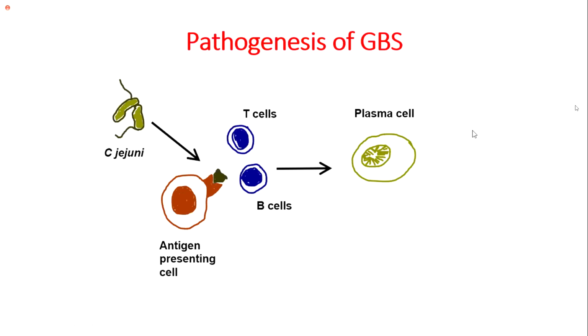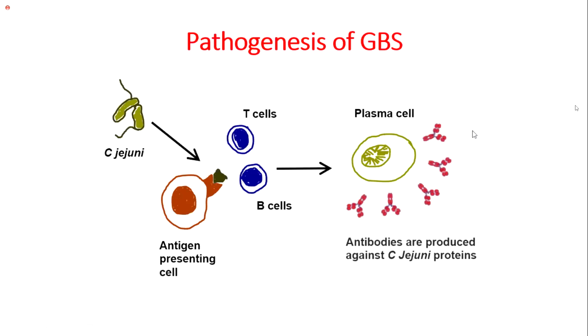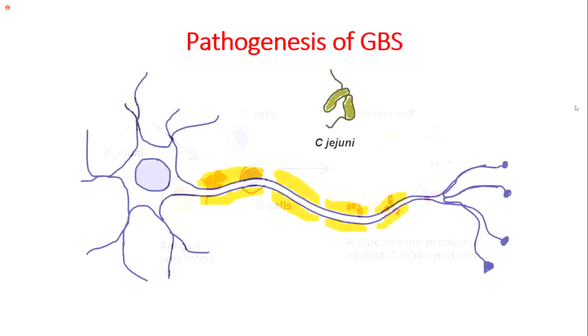Now plasma cells can produce antibodies, and that's exactly what they do. So the whole purpose of the antigen being presented to the immune system is to produce antibodies, and the antibodies to destroy the invading pathogen. Now here the invading pathogen, we have taken an example as Campylobacter jejuni, but you can substitute that with any of the potential infections. So the antibodies will be specific towards Campylobacter jejuni to destroy them. So what happens is there are antibodies, and the antibodies will destroy the Campylobacter jejuni. But there is a problem.